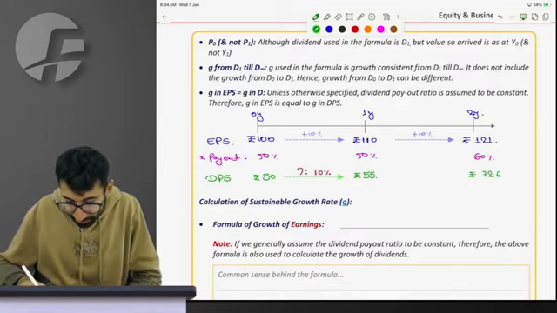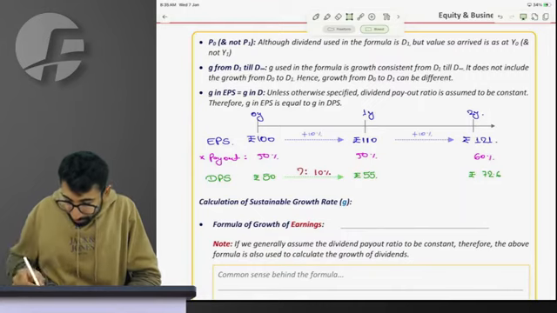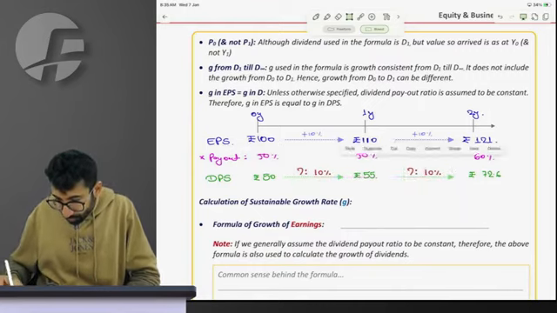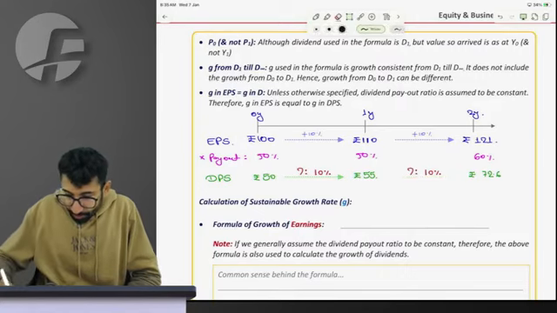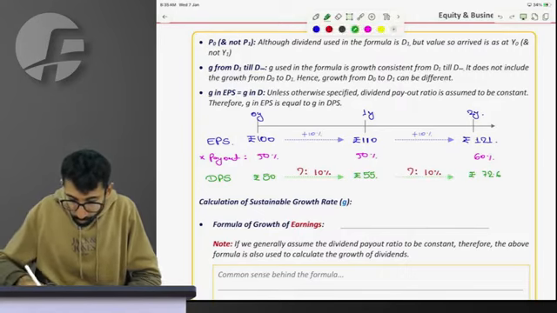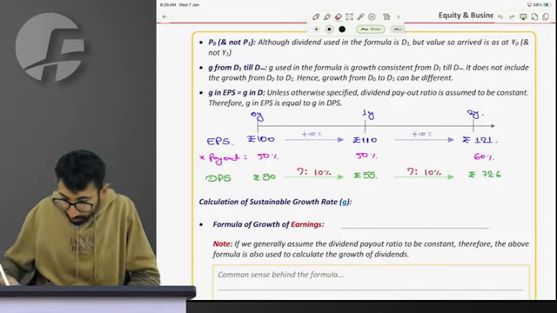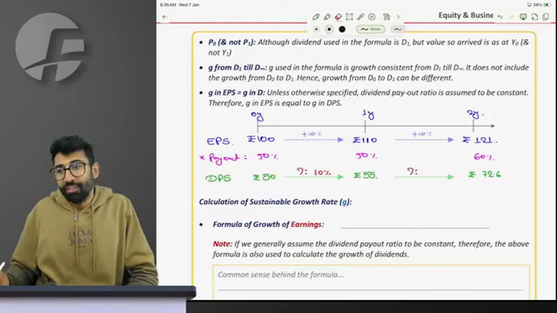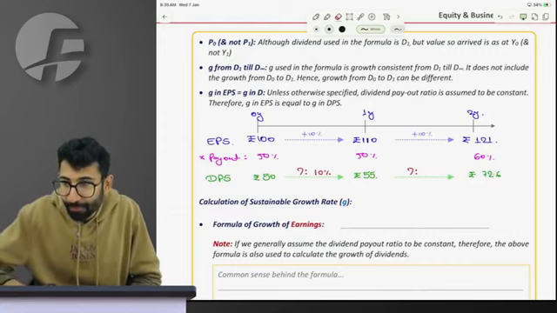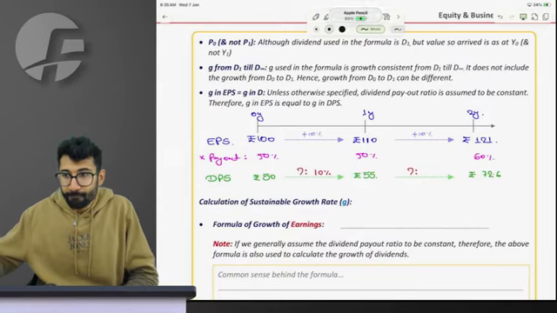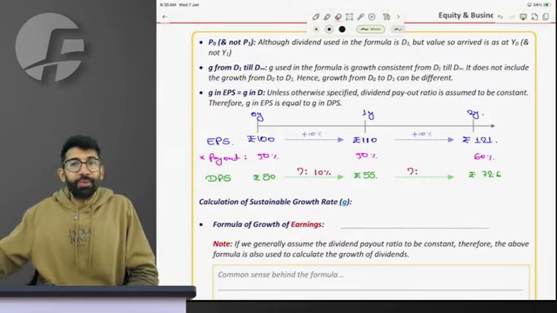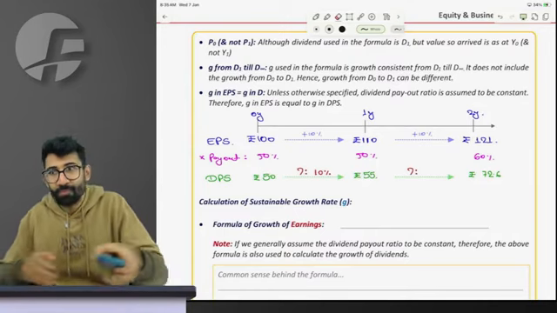Can you people calculate the growth in dividend? How much do you think your dividend is growing? Please do calculate the growth in dividend. Waiting for the answers. Come on. Do calculate the growth in dividend. Quick, everyone.